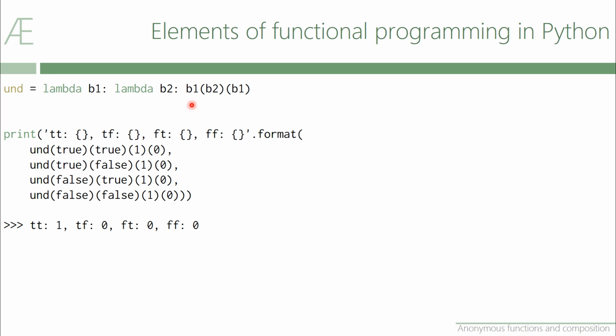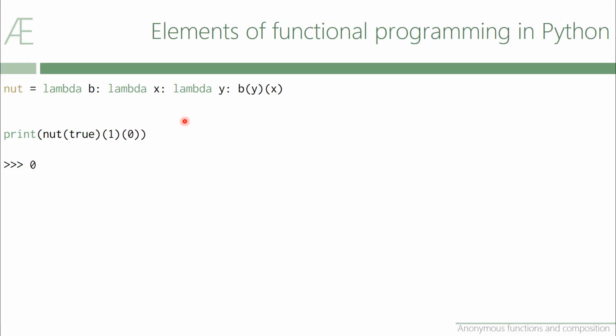This way, if the first argument b1 is true, b1 will return its first argument, which is the second argument of the AND function. Thus, AND will return its second argument. If b1 is false, it will return its second argument, which is b1 itself, which is false. And that is exactly the desired behavior.